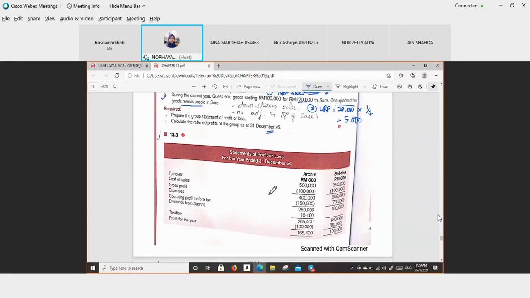You are provided with a statement of profit or loss for the year ended 31st December X4 for Archie and Sabrina. You have turnover, cost of sales, gross profit, expenses, operating profit before tax, and then dividend from Sabrina. So there is also an intercompany dividend, so you will expect that.